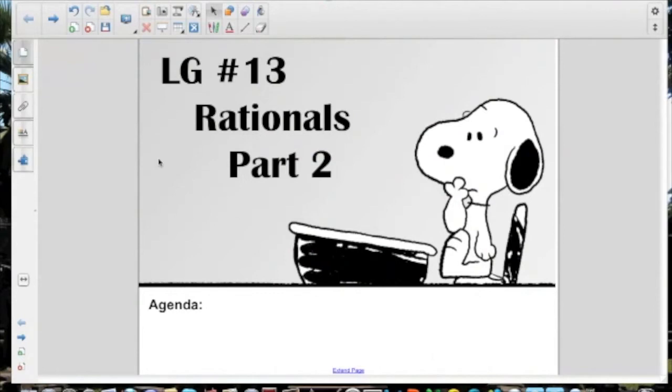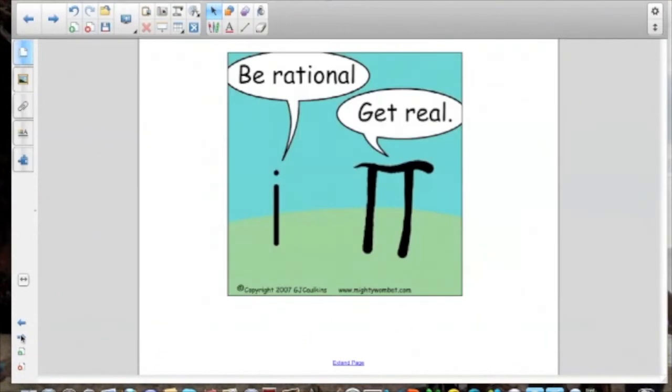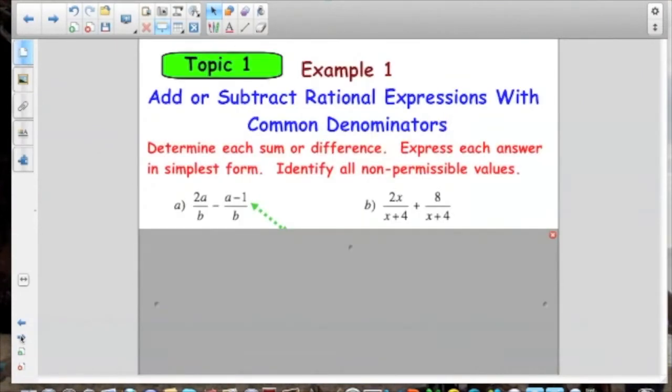This is Pre-Calculus 11, Learning Guide 13, Rationals, Part 2. So we're continuing on now from the previous guide, which we looked at. And now we're going to be doing some adding and subtracting of rationals with common denominators.